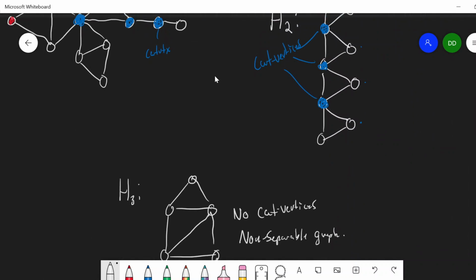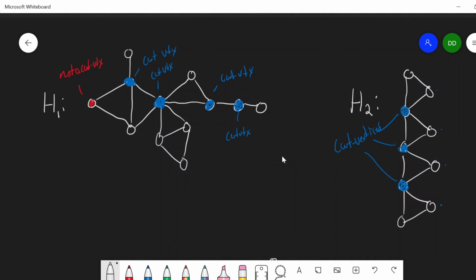So there's a couple examples of cut vertices. What I want to do for a second is notice something. I want to identify non-cut vertices in this graph again in H1. So I mentioned that these two vertices were not cut vertices. And it does contain some other non-cut vertices, right? This one, this one, this one, this one, and this one. All of these other vertices are non-cut vertices.